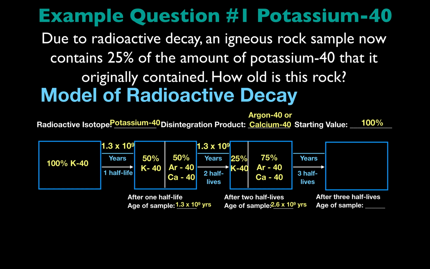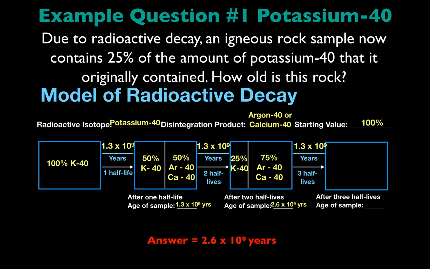At this point, if we remember our question, we were looking for how old is a rock that has 25% potassium-40. Well, we did find our answer. The age of a rock with 25% potassium-40 is going to be 2.6 times 10 to the 9th years old. However, let's keep going to finish the model.